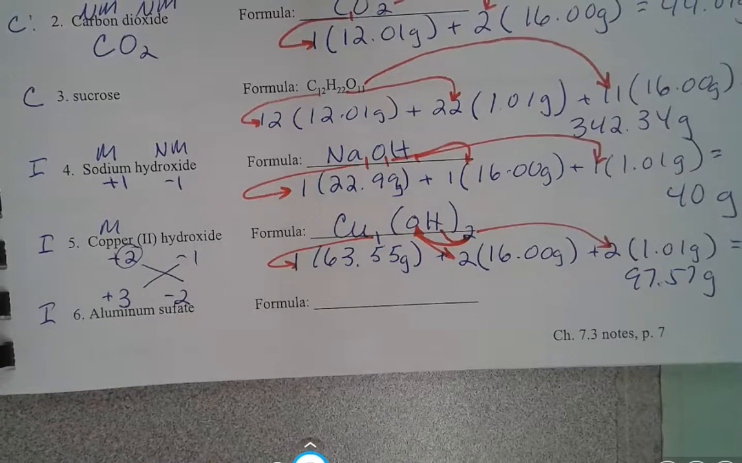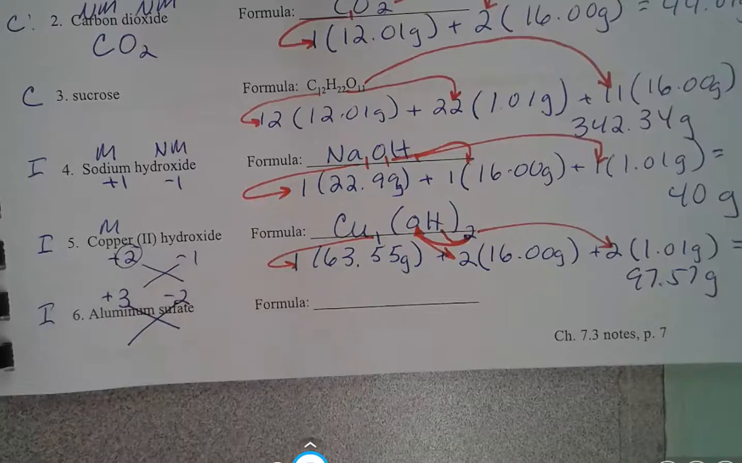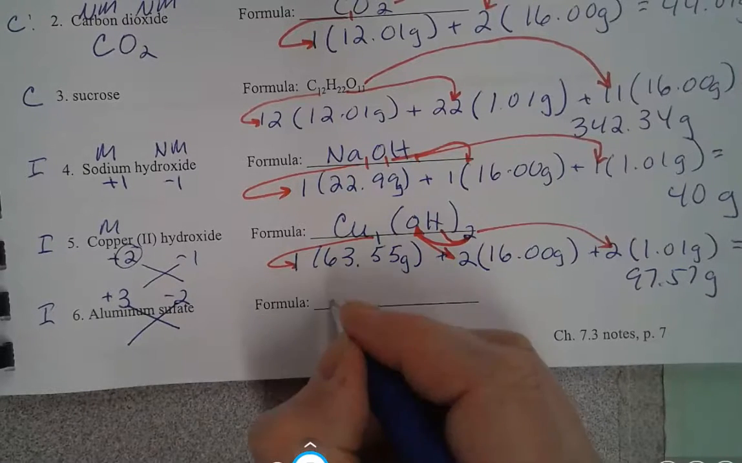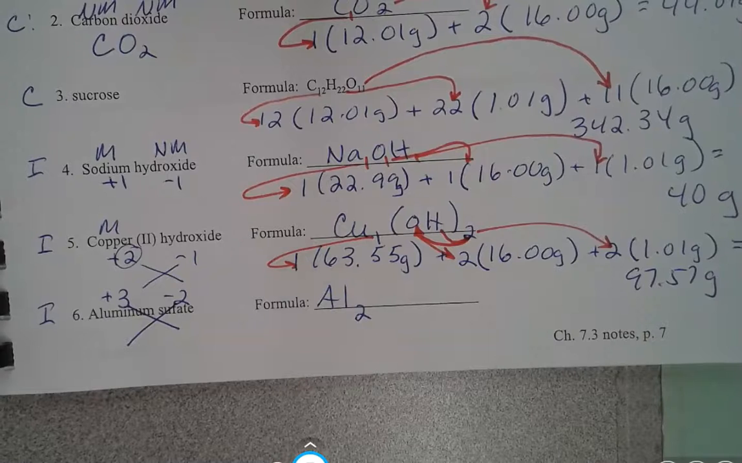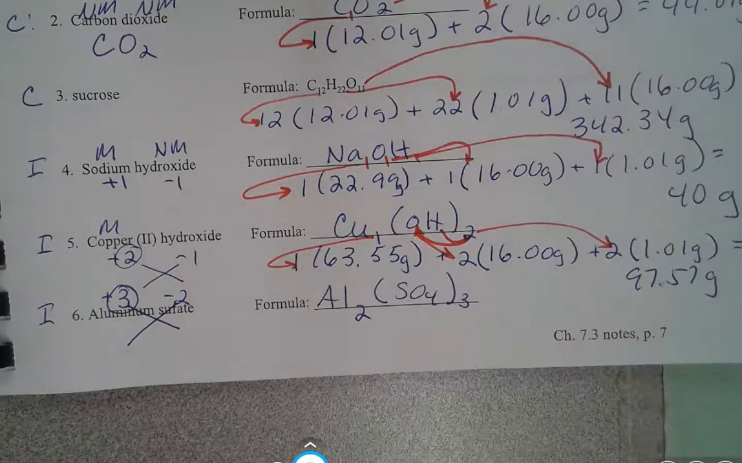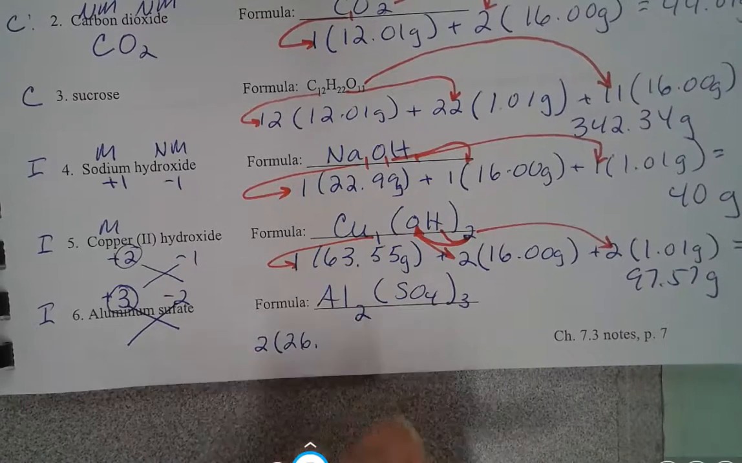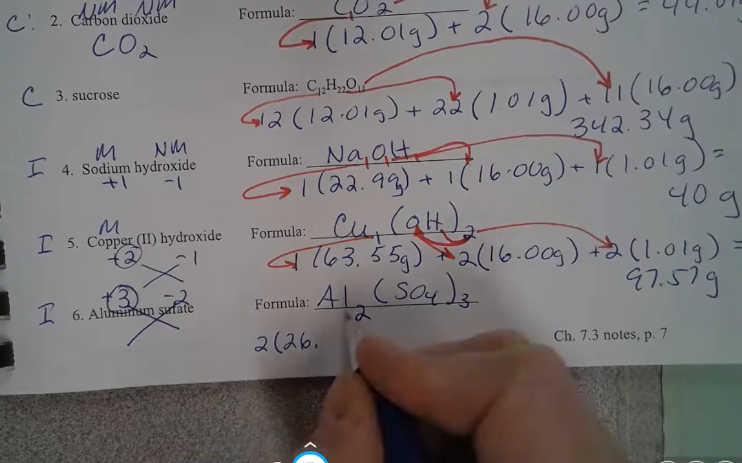So do the charges cancel out? And the answer is no. So what do we have to do, everyone? Let me hear it. Crisscross. Hey, you're right. Let's crisscross. So how many aluminums do I need? 2. How many sulfates do I need? 3. Okay, so now what? Well, let's do the same thing again. How many aluminums are in my formula? 2. And that was 26.98.